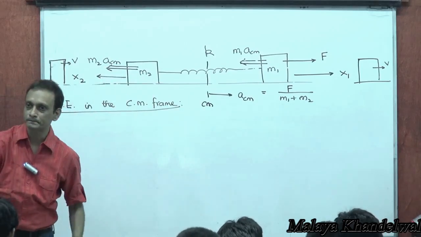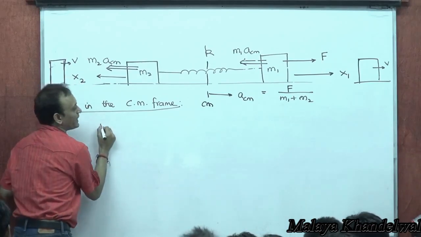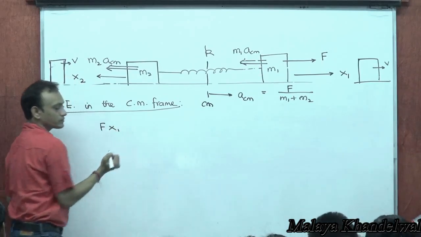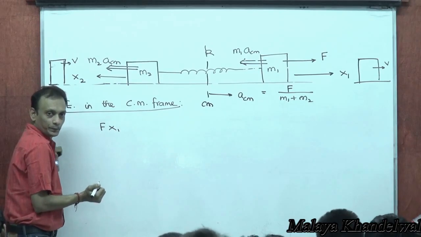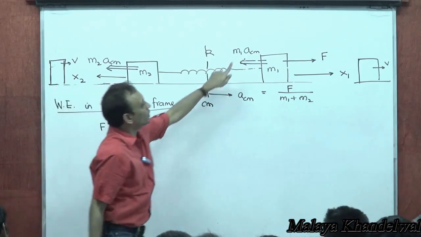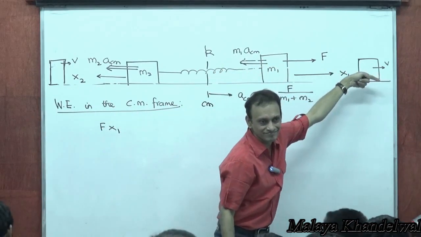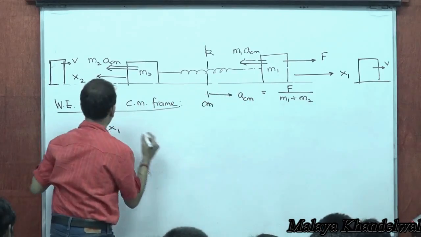Let's do that. Now, work done by F is going to be F into X1. Right? Is it not? F into X1 is the work done by F. Work done by this unit of force would be minus M1 ACM into X1. Right?